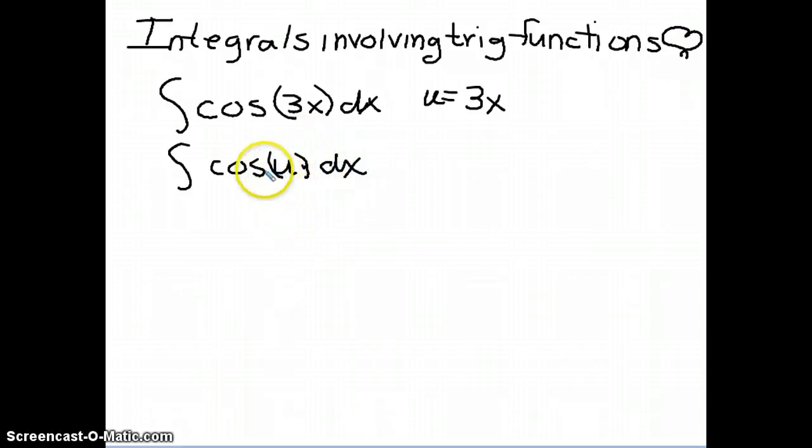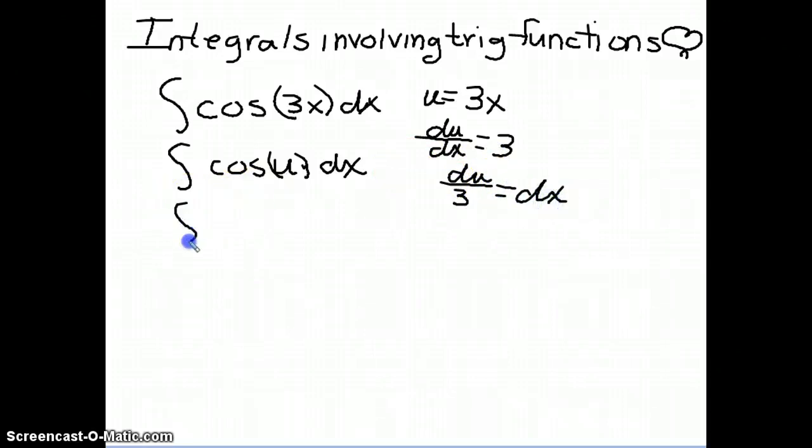So remember, the major faux pas in integrating is a mismatch of these variables. Remember, this dx is not there to be pretty. It's there as part of the integrand and necessary. So we're going to take the derivative of our u. So du/dx is 3. And so du over 3 is dx, and you can sub that in. So we're going to get the integral of the cosine of u times du over 3. Pull the 1/3 out, and now that is exactly a rule.